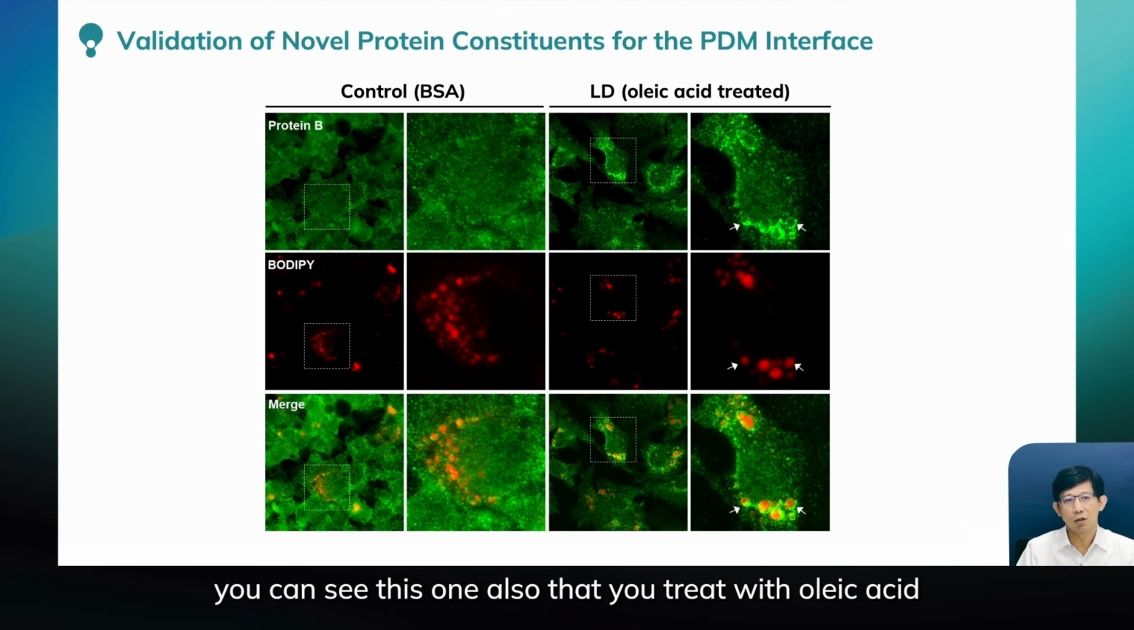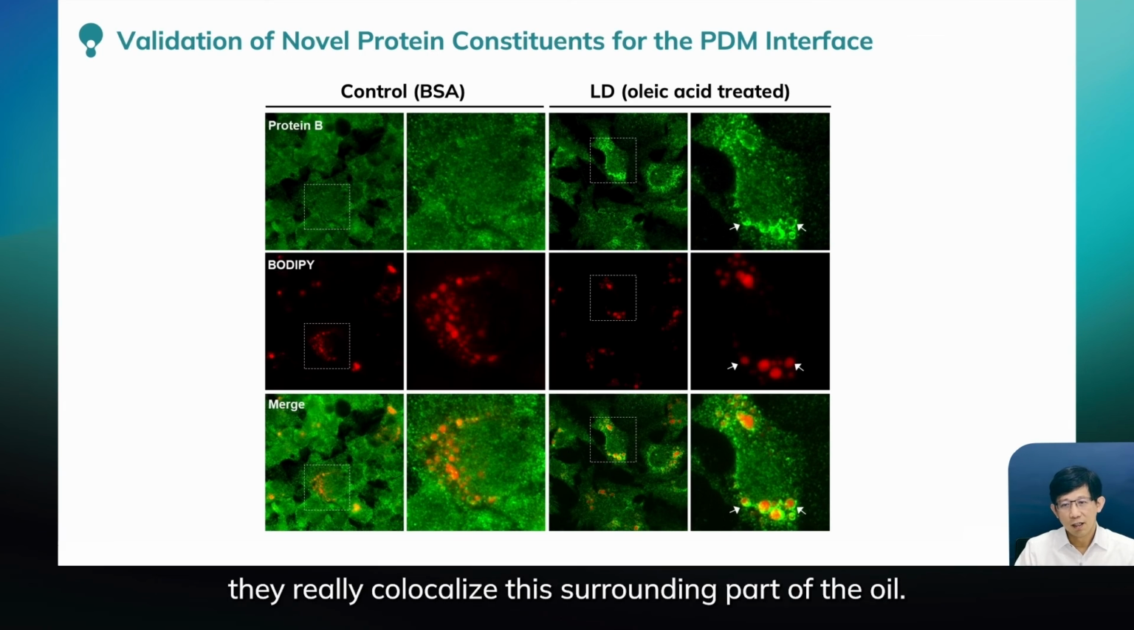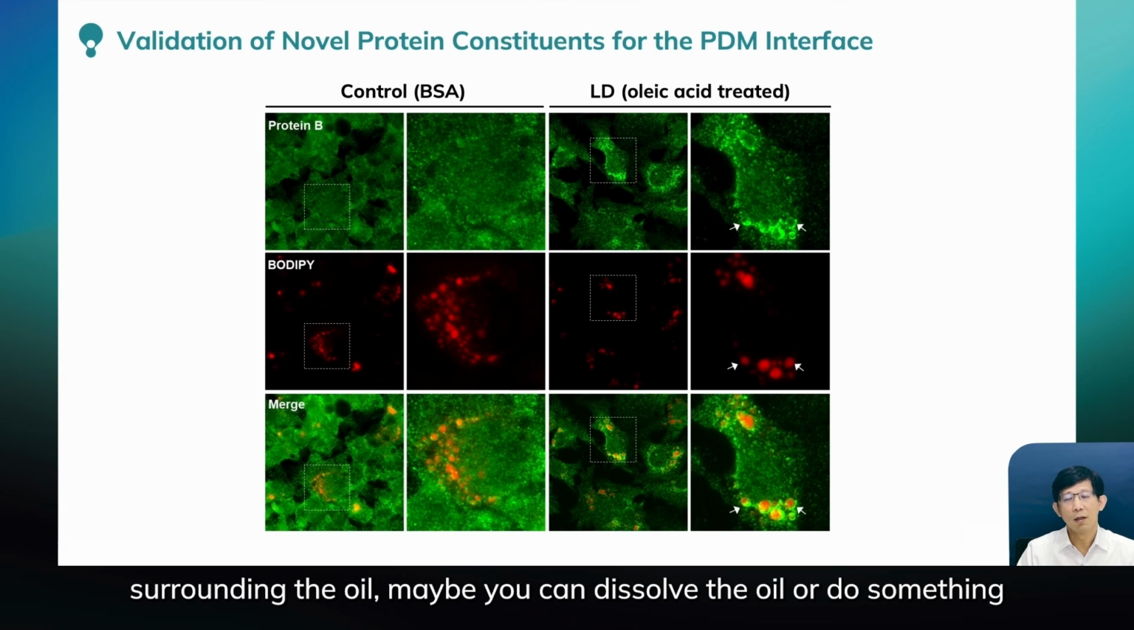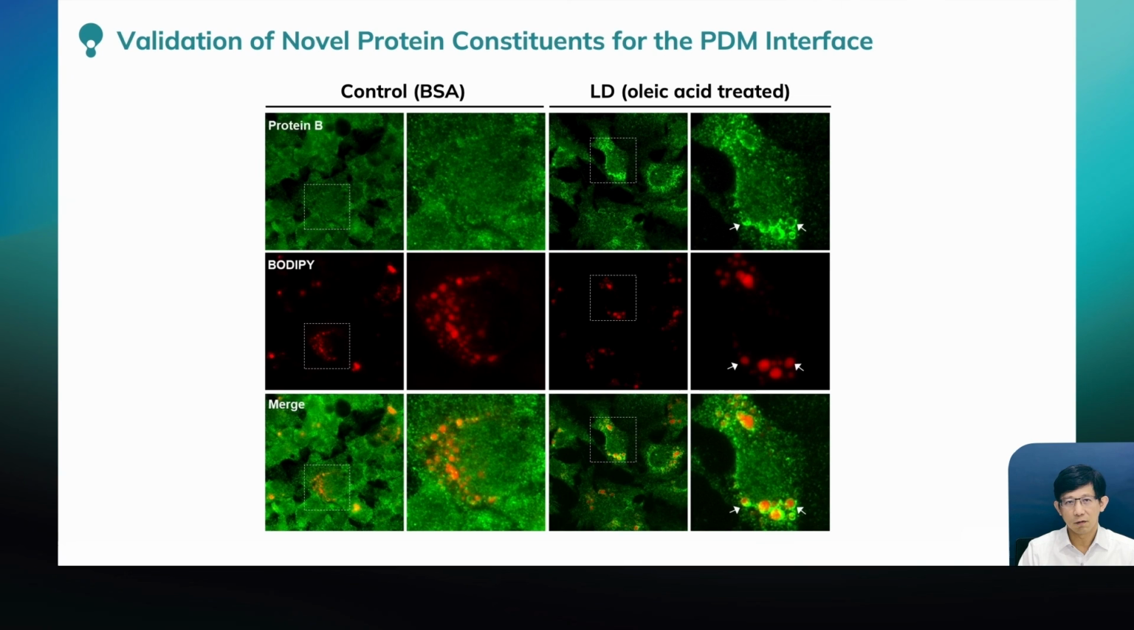This is another protein, another example. You can see this one also, when you treat with oleic acid, really localizes surrounding the oil. So now it becomes a possible target for fatty liver, right? If you target these newly identified proteins that constitute the surroundings of the oil, maybe you can dissolve the oil or do something to damage this oil.